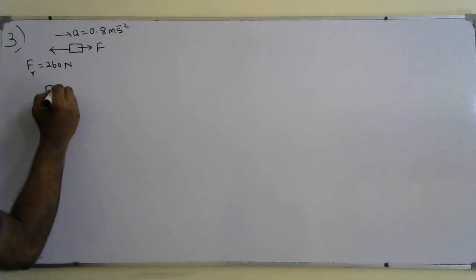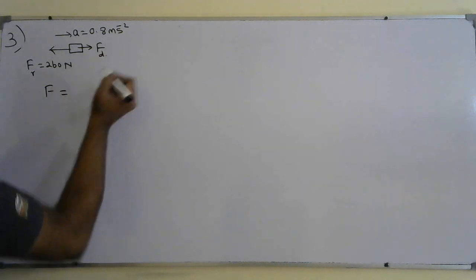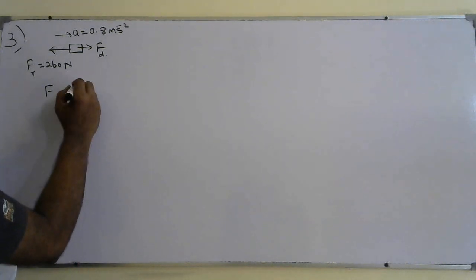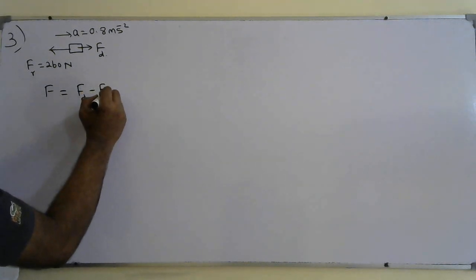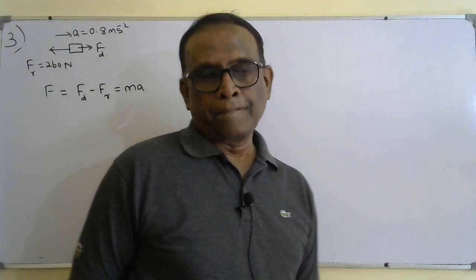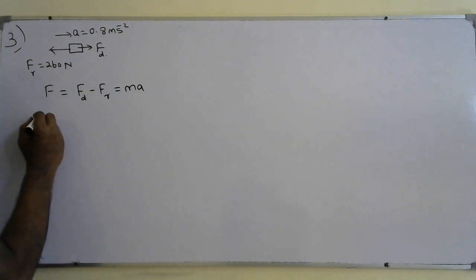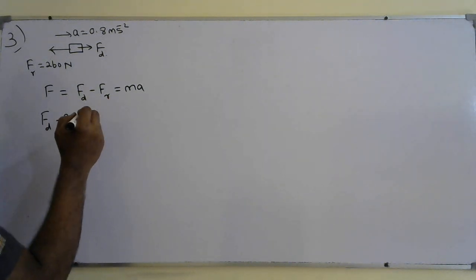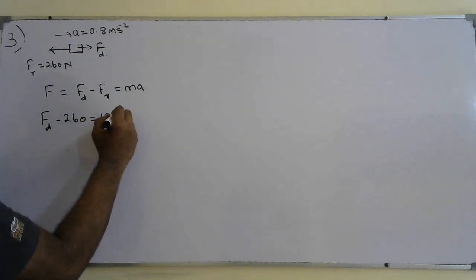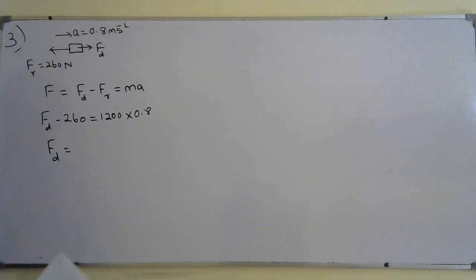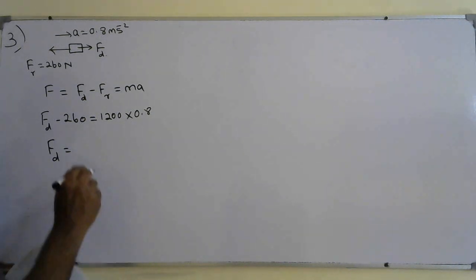So we'll use F equal ma. Driving force we'll put Fd. The question is about the driving force. So the resultant force, that is Fd minus Fr, should be equal to ma according to Newton's second law, F equal ma. So Fd minus Fr, 260, equal to mass 1200 into 0.8 acceleration. Find the Fd. So you will get 1220 Newton.